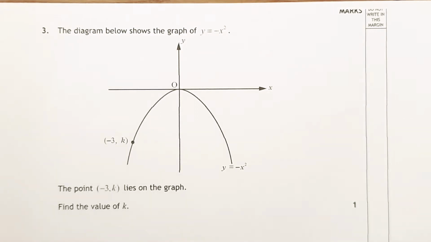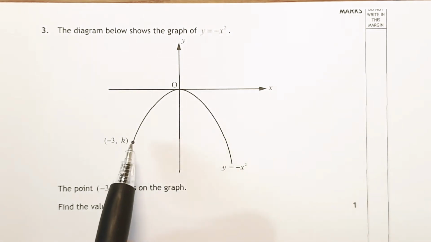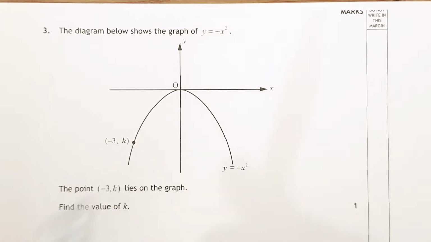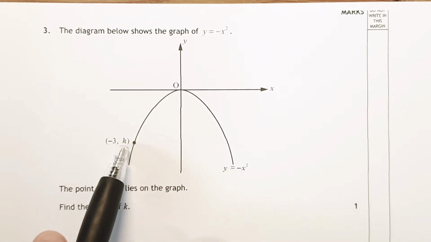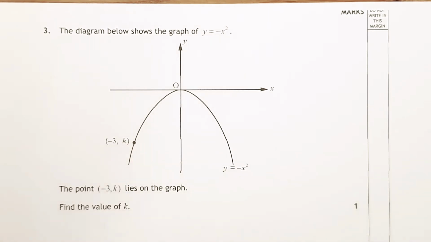National 5 Maths Practice Paper I, question 3. Now in this question, all we have to do is to find the value of k. Now k lies on this parabola here somewhere. So what we're going to have to do is, well, we've got the x value is -3, and finding the y value, we're just going to substitute -3 into the equation of the parabola.